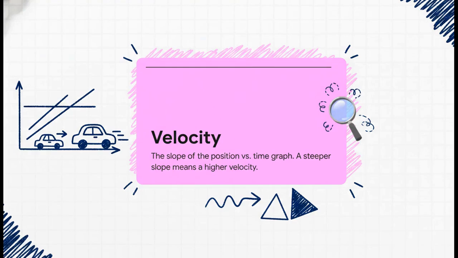And that slope brings us to our very first golden rule. The steepness, or the slope, of a position-time graph tells you the object's velocity. A totally flat line means 0 velocity. It's not moving. But the steeper that line gets, the faster the object is going.